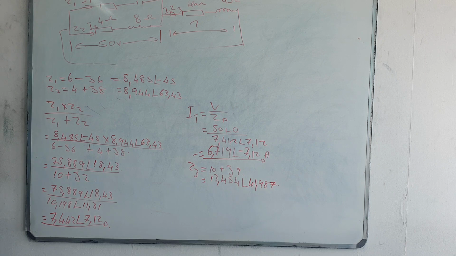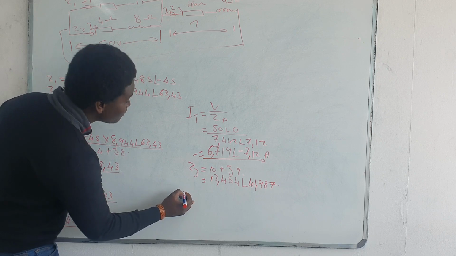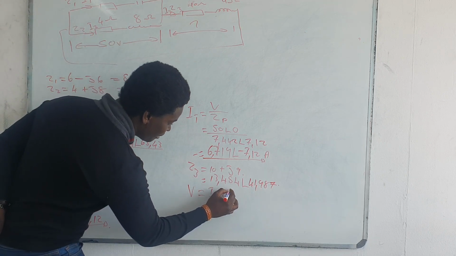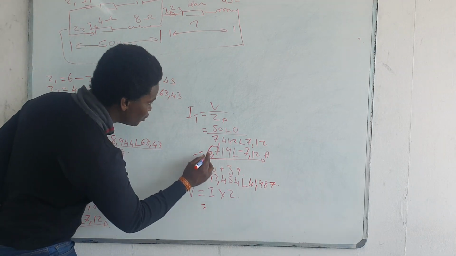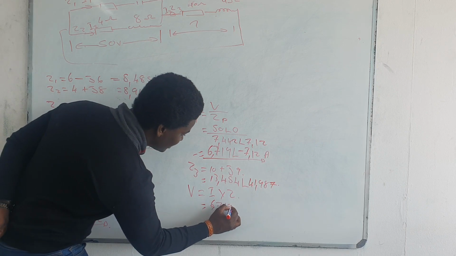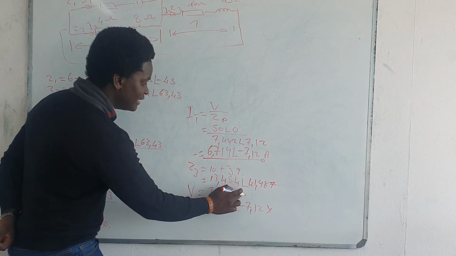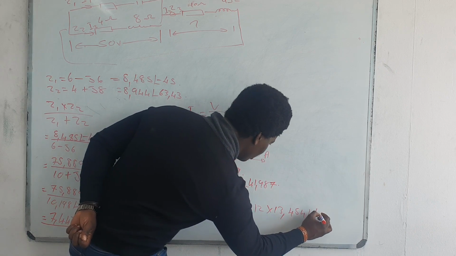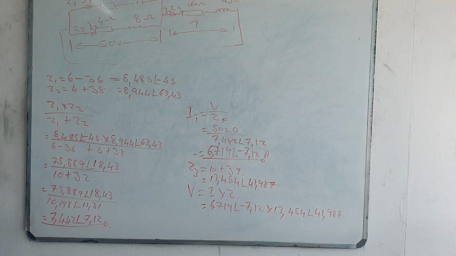I hopefully don't think we made any mistake with the calculations this time. So let's see, we should be able to get the correct answer now. We're now calculating voltage. You know voltage is equal to current multiplied by resistance, or current multiplied by impedance. Our current is 6,719 at an angle of negative 7,12 multiplied by Z, which we got as 13,454 at an angle of 41,987. If you say 6,719 multiplied by 13,454, what do you get?